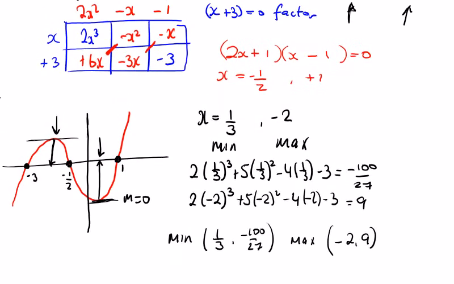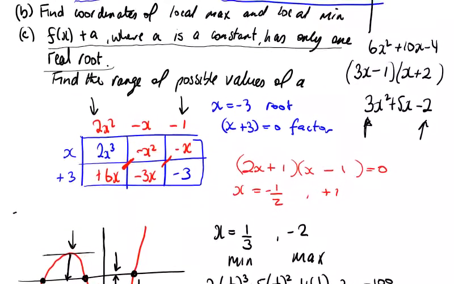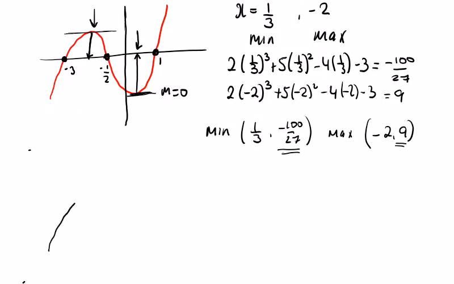Now the sketch will help me with the third part of this question. f of x plus a, where a is a constant, has only one real root. So this is my complex root. This cubic can only cross over the x-axis at one point. Find the range of possible values for a. Well, these values are going to help us here. So if I just sketch it again and go like this.